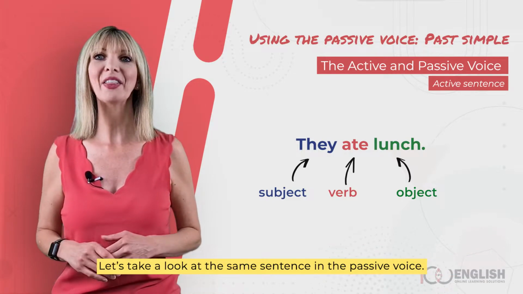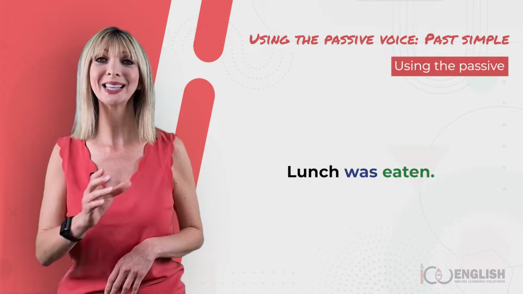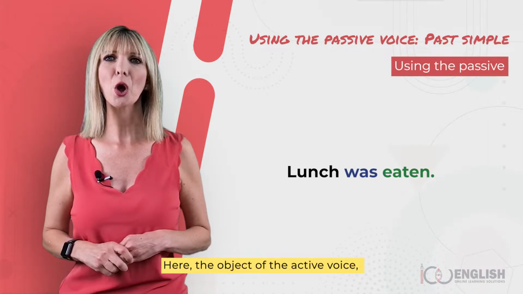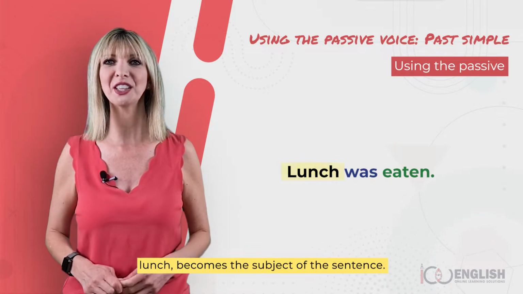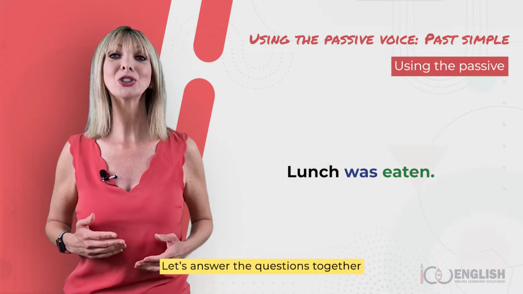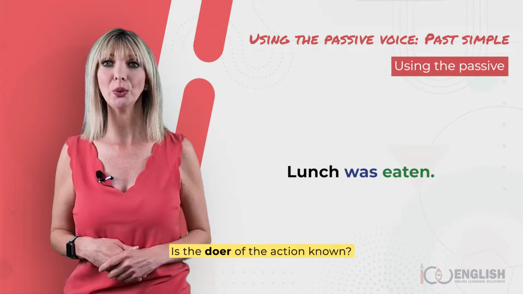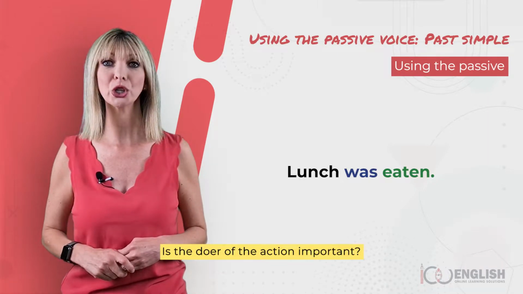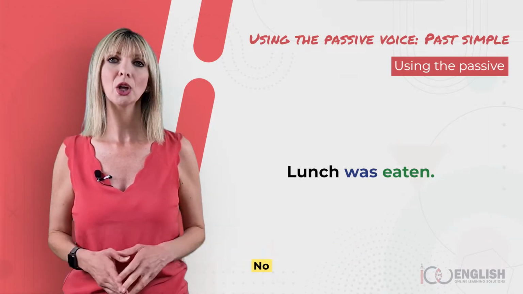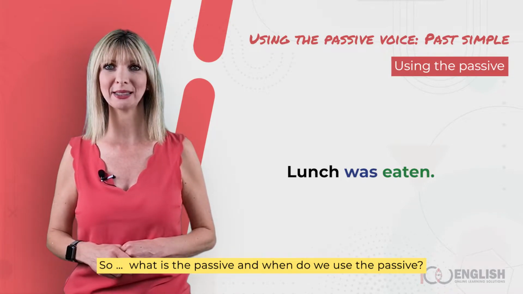Let's take a look at the same sentence in the passive voice. Lunch was eaten. Here, the object of the active voice, lunch, becomes the subject of the sentence. Let's answer the questions together. Is the doer of the action known? No. Is the doer of the action important? No. So, what is the passive and when do we use the passive?